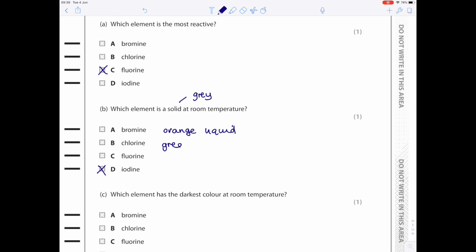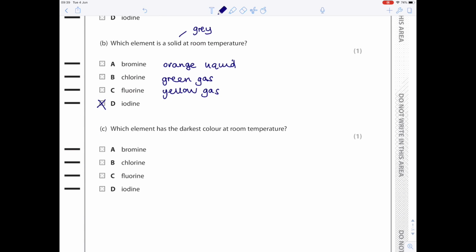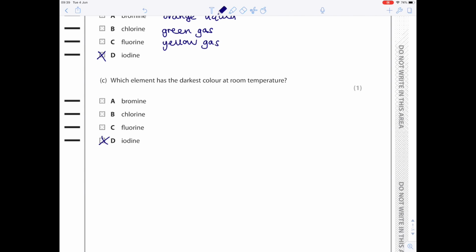Chlorine is a green gas, and fluorine is a yellow gas. Which element has the darkest colour at room temperature? Oops, I've kind of already answered that, but again, it's iodine because it's a grey solid.